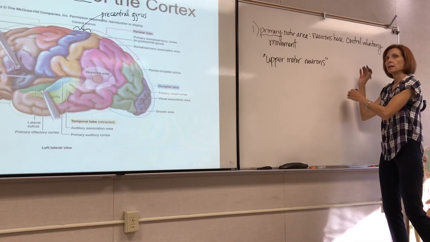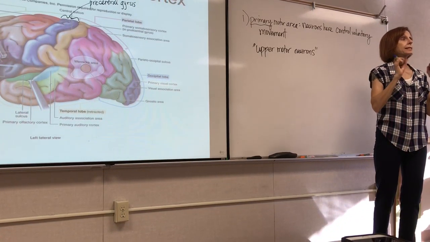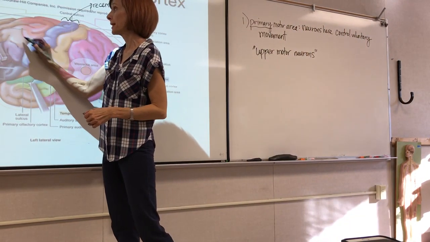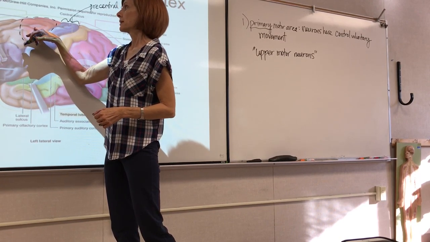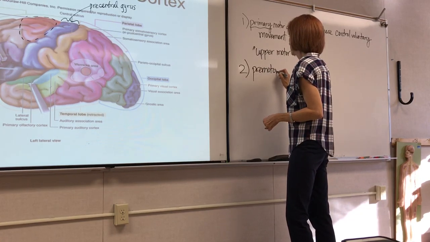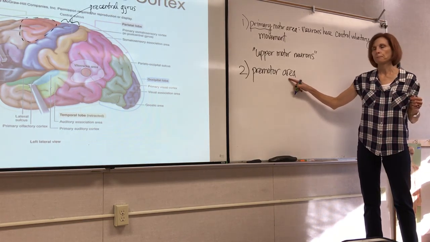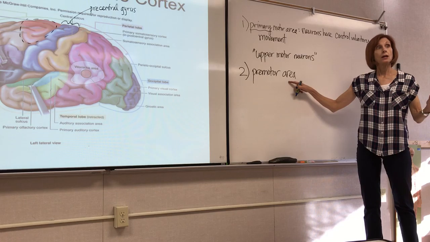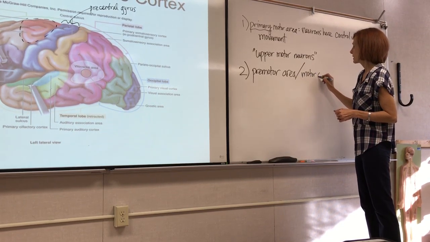Now, does this area plan all of our movements? No, it just sends the signals that will go to the muscles that we're using. The area that's more responsible for planning movements is right here, kind of right in here, shown in red. It is called the premotor area. By the way, when we use the term area, it's understood we're talking about the cortex. This is also called the motor association area.